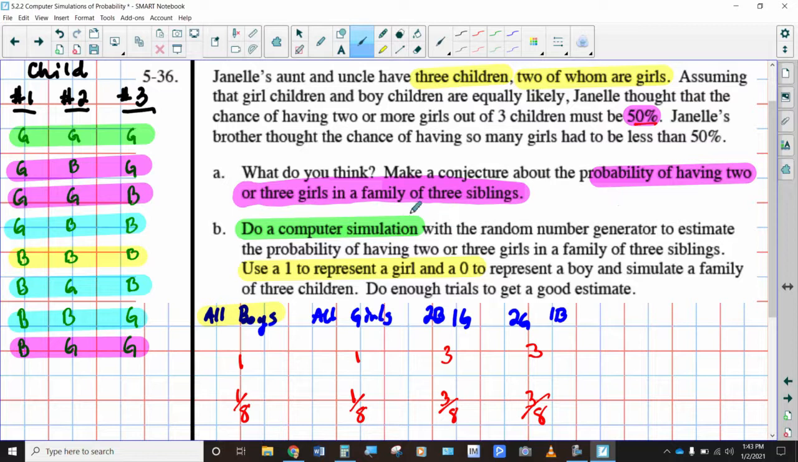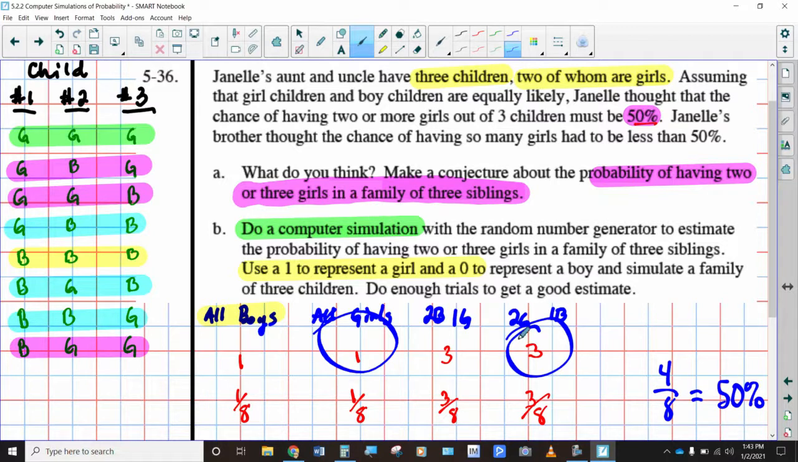Now, what was the question asking? The probability of having 2 or 3 girls in a family. Okay, so that would mean this is 2 or 3 girls, right? There's a total of 4 out of the 8, which is a total of 50%. So that is the theoretical probability, and Janelle was correct. Having 2 or more girls would be a 50% chance.